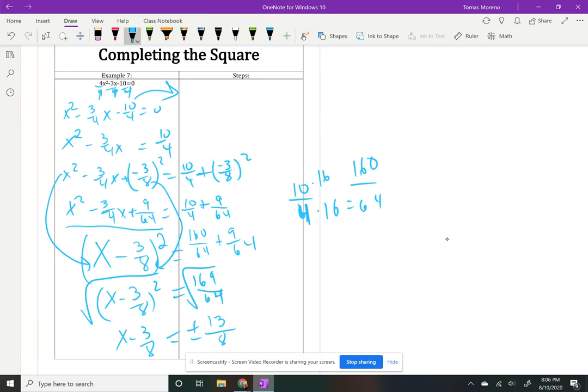So then what do I do? How do I get rid of a negative 3/8? Well, I just add 3/8. So my answer, ran out of real estate, will be x equals positive 3/8, because I'm going to add, plus or minus 13 over 8.